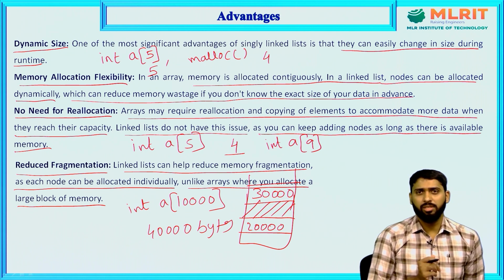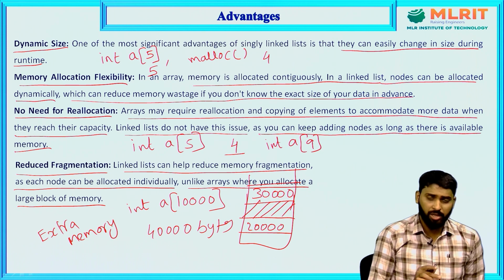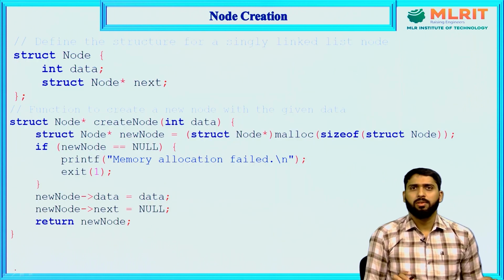The disadvantage is the extra memory needed to store the address of the next node. Okay, so that is the disadvantage of a linked list. So how do we create a node in a linked list?